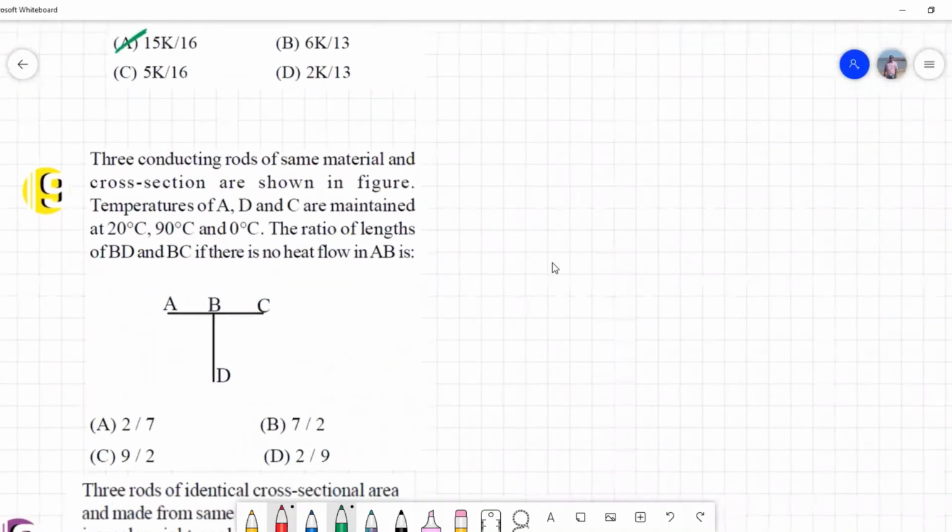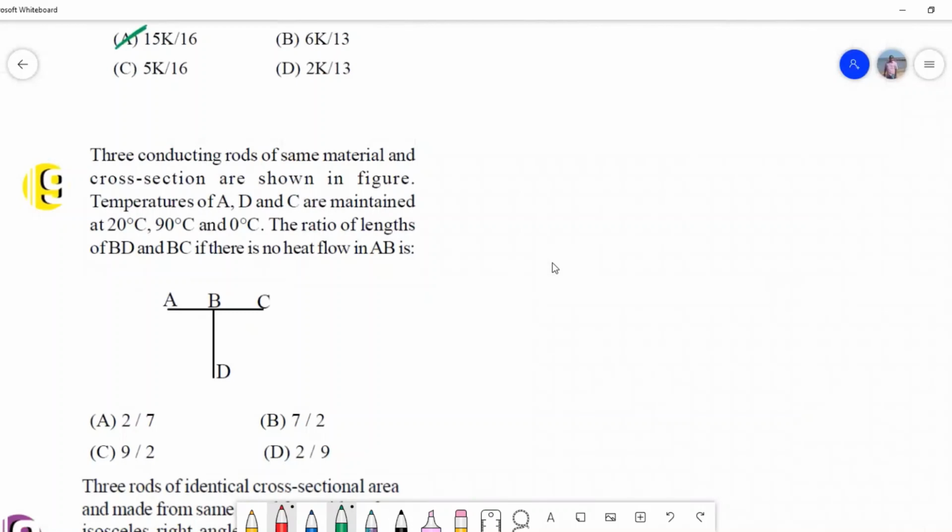Let's move on to problem number 9. Three conducting rods of same material and cross section are shown in the figure. The ends A, D and C are maintained at fixed temperatures. A is maintained at 20 degrees centigrade, D is maintained at 90 and C is maintained at 0. The question is the ratio of lengths of BD and BC if there is no flow in AB. There won't be any flow in AB only when B is also maintained at 20 degrees centigrade.